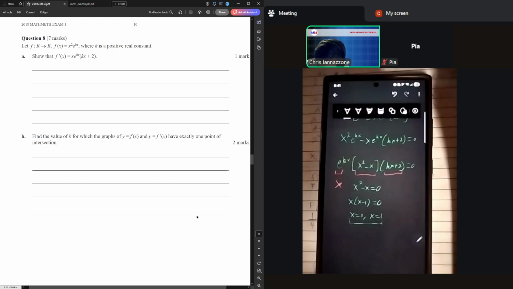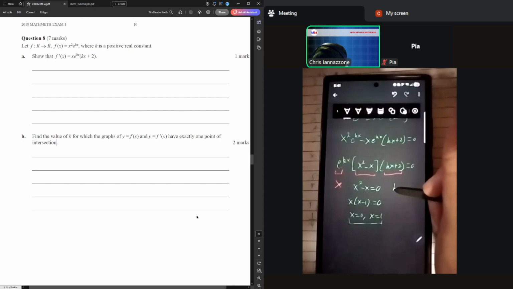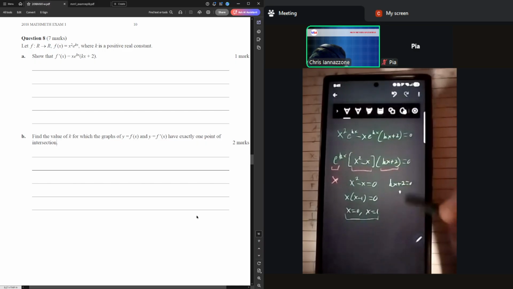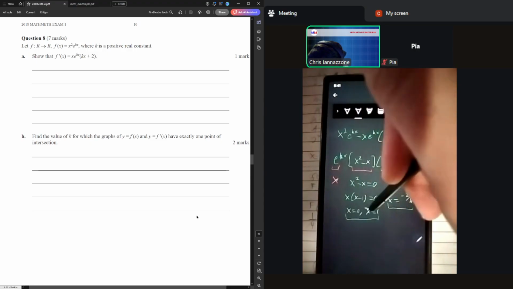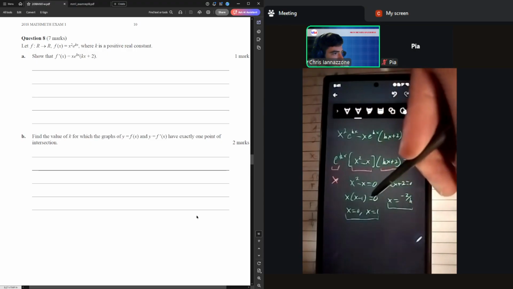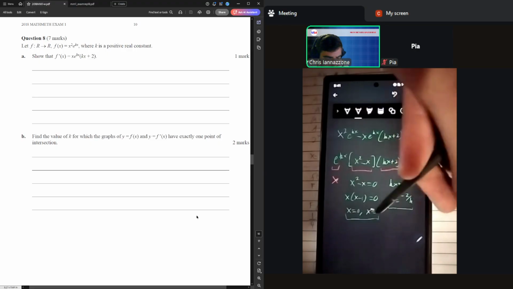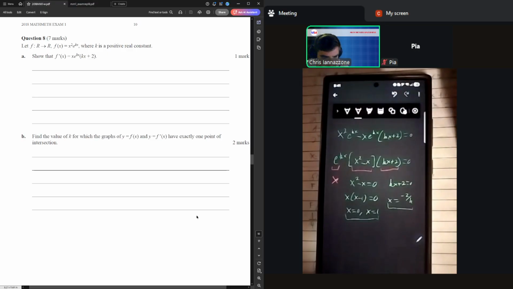We'll keep going just in case. kx plus 2 equals 0, and this one's just sort of whatever. x equals negative 2 on k. So these are all the possibilities. I would have expected these not to have existed both.